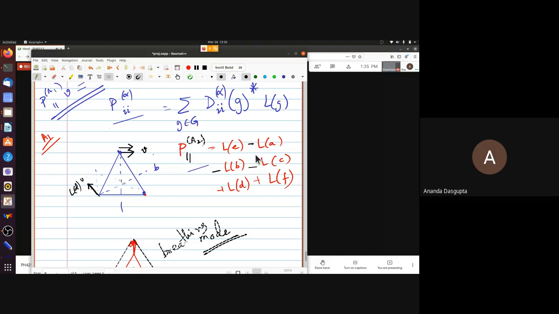What is LCV? LCV we had actually seen before. Plus LCV is just this. That's what we had last time. But what we want here is minus LCV. This is minus LCV, right? And this is what you're going to get from the other two.